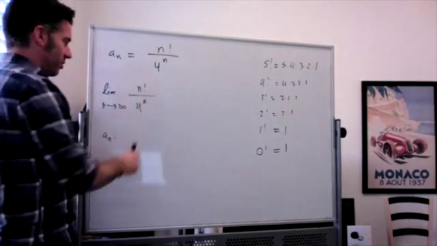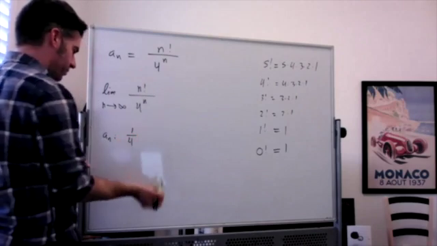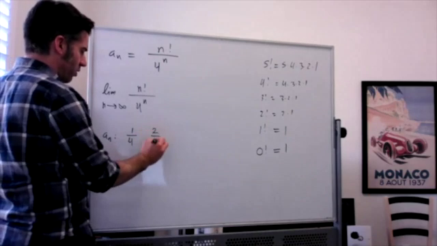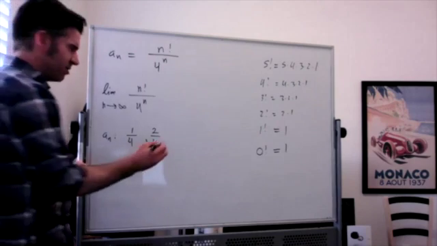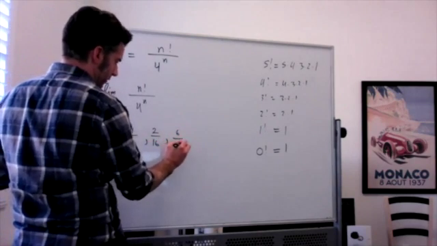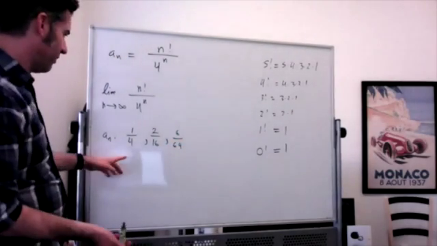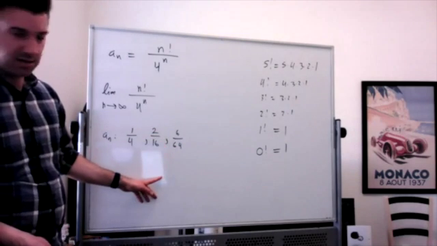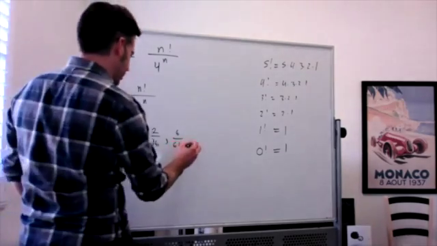I want to start writing out some terms here. So I'm going to get 1 over 4. That's 1 factorial. And my next term is going to be 2 over 16, 2 over 4 squared. And then my next term is going to be 3 factorial, which is 6, over 4 cubed, which is 64. So it looks like things are getting smaller. This is 1/4. This is 1/8. This is 3/32.